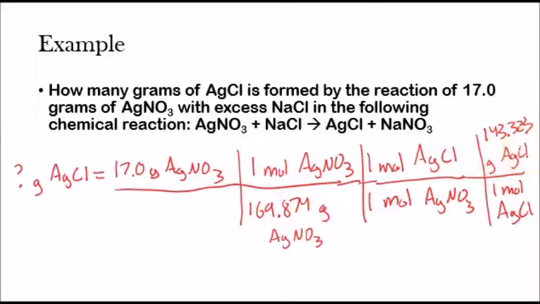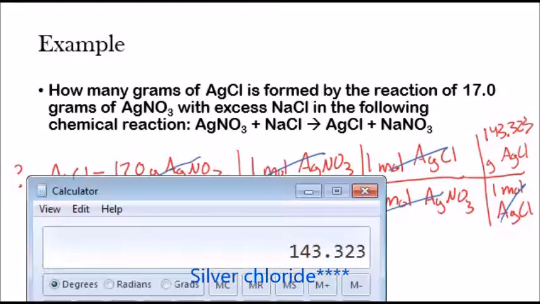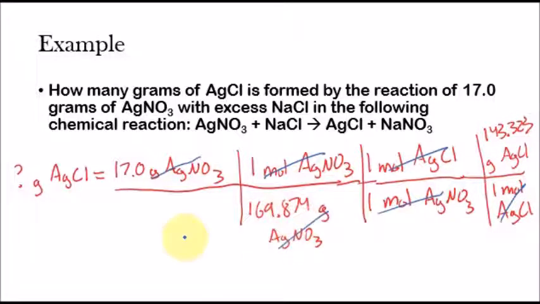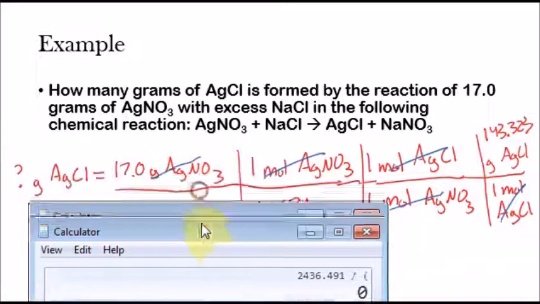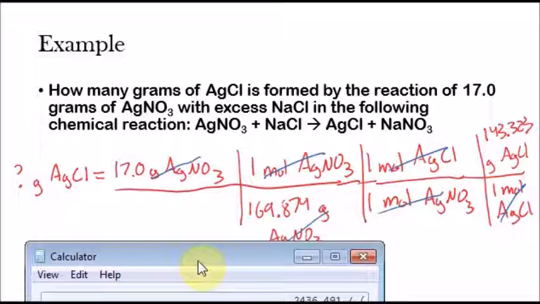Okay, excellent. Look how everything's canceling out. Grams of silver nitrate is canceling out with grams of silver nitrate. Moles of silver nitrate cancels out with moles of silver nitrate, and moles of silver chloride cancels out with moles of silver chloride. We're left with grams of silver chloride. Now we can go ahead and multiply the top, so 17.0 times 1 times 1 times 143.323, and divide that by what the bottom is, which is going to be 169.874 times 1 times 1.